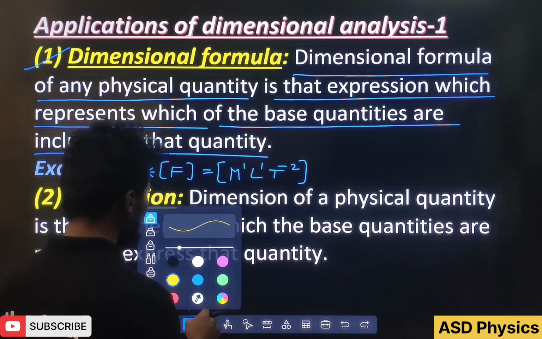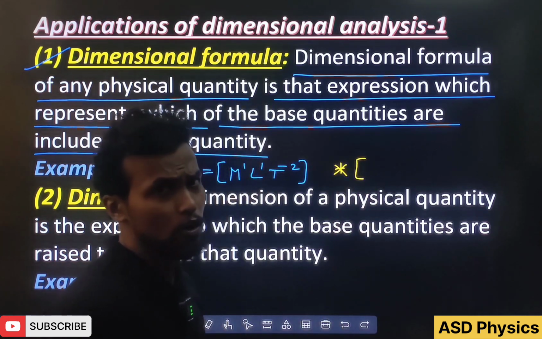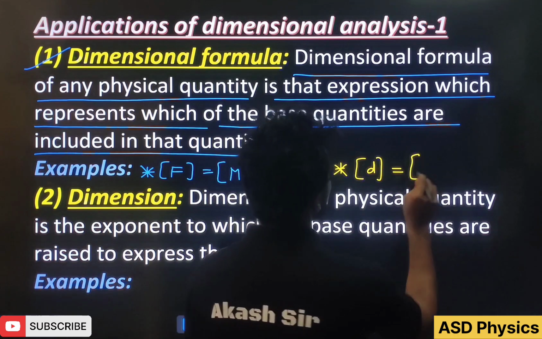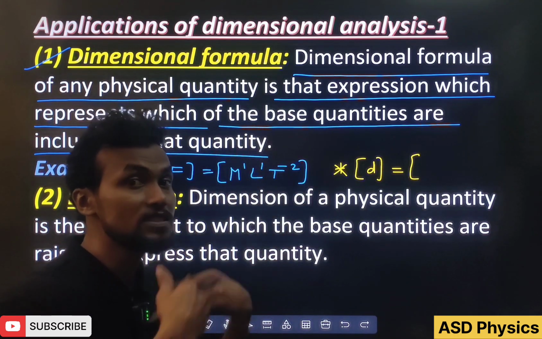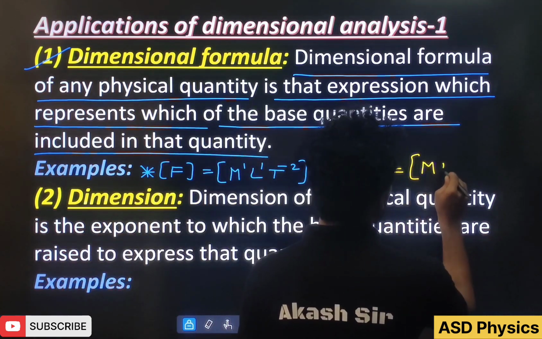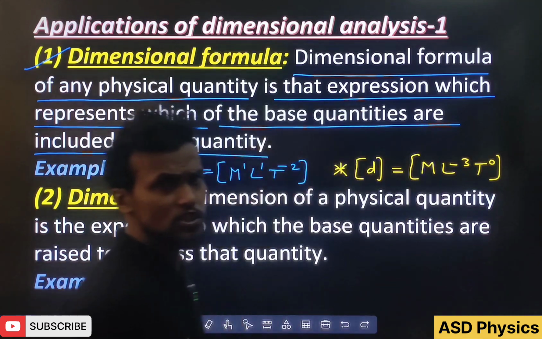Now students, let's take for example the dimensional formula of density. You know density means mass by volume. Mass means capital M, volume means L cube, meter cube. So we can write here M L^-3. Even we can write T^0 also.